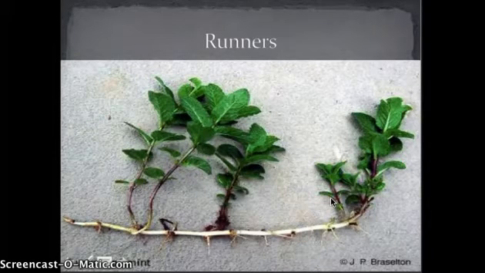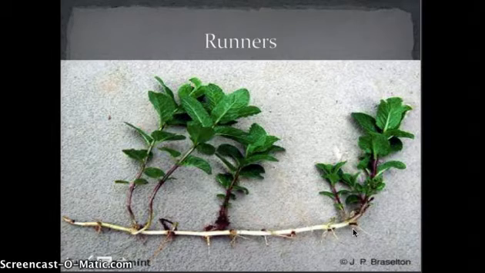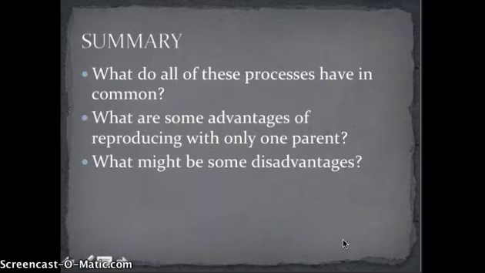Another one is runners. For example, this is a mint plant with runners underground. Above ground, if you drew an imaginary line here, these look like all separate plants, but underground it's actually the same plant. So in summary, what do all these processes have in common? What are some advantages of reproducing with only one parent? And what might be some disadvantages? Pause the video here and restart it when you're ready to check your answers.